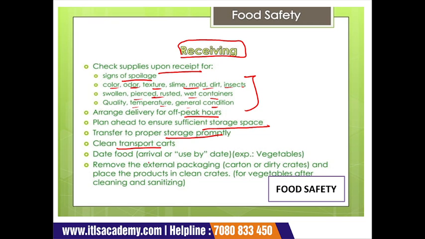Clean and transport cart. Cart means the one in which we receive the food product should be clean. Date the food, like when it arrived, what is the use-by date, what is the expiry of the vegetable. It should be clearly checked by the receiver. Remove the external packaging, like cartons or dirty crates. It will not be allowed inside the premises.